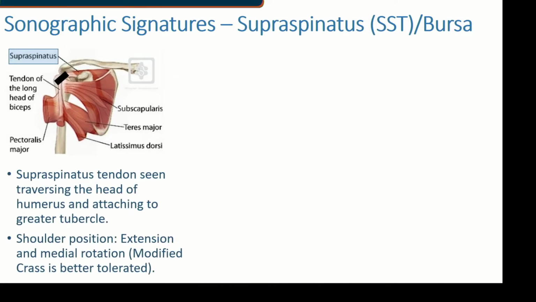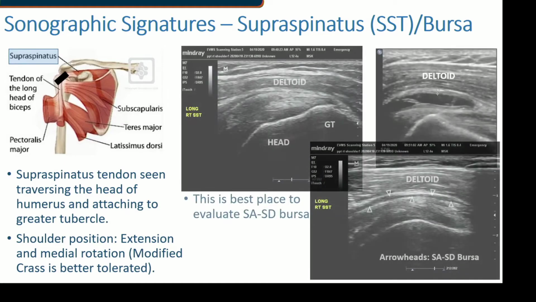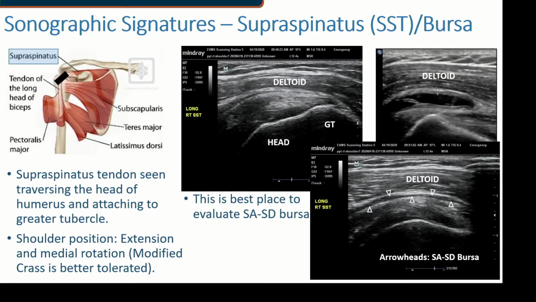So the supraspinatus is going to lie in that supraspinous fossa of the scapula, and it's going to move over under the acromion and over the head of the humerus to attach on the greater tubercle. But we can't get to it very well if we don't move the patient's arm again. And in this case, we're going to use the modified CRAS. Now, this is the best place to also evaluate the SASD bursa, as it's a rather large bursa that lies between the deltoid and the supraspinatus.